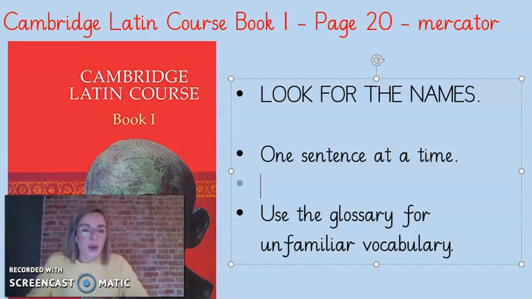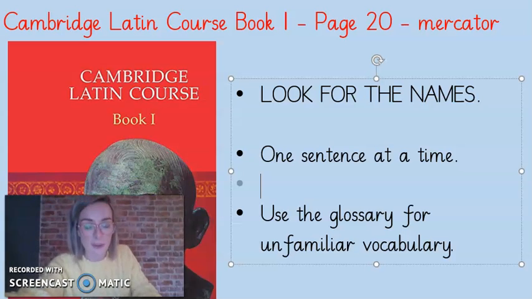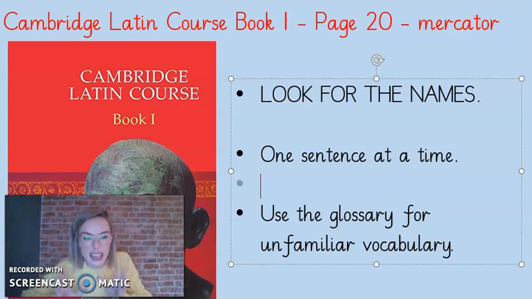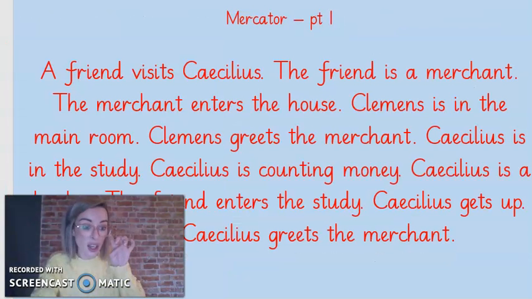Okie doke, welcome back. So I'm guessing that you have finished or nearly finished your translations. It's a couple of minutes before lunchtime and we're all getting ready for lunch. So here are the answers. Now, I have separated this into two slides because it was quite a lot of writing to fit on one slide. I'm going to read it in Latin and then tell you the translation in English. So, amicus caecilium visitat, a friend or the friend visits Caecilius.